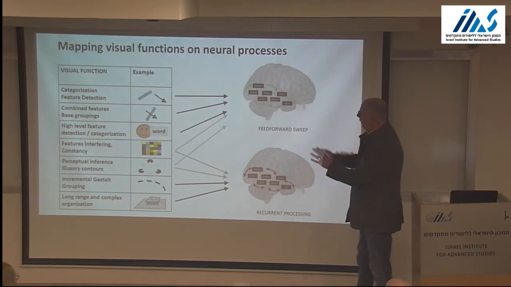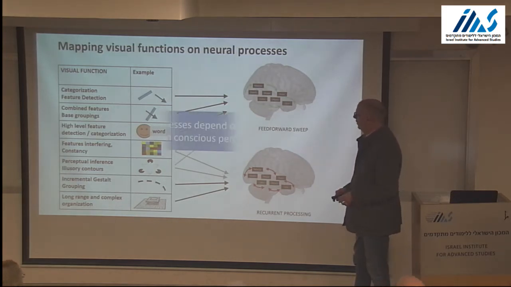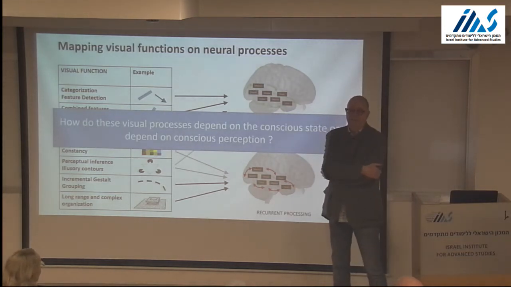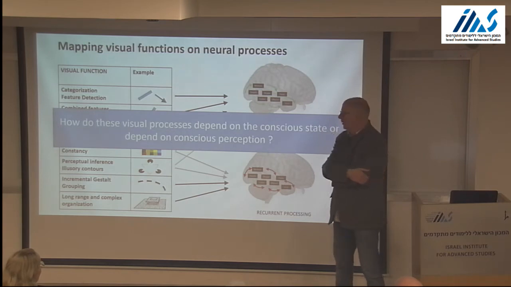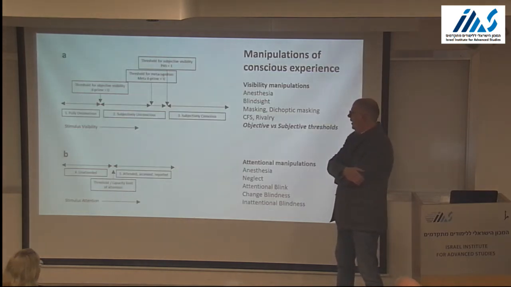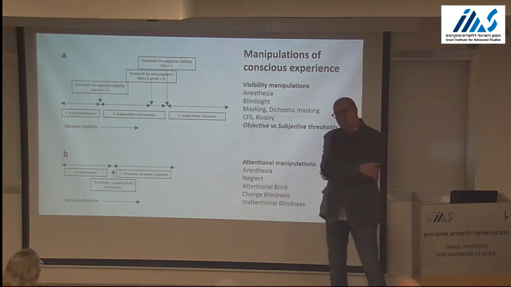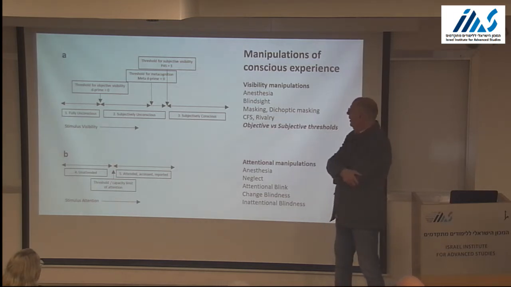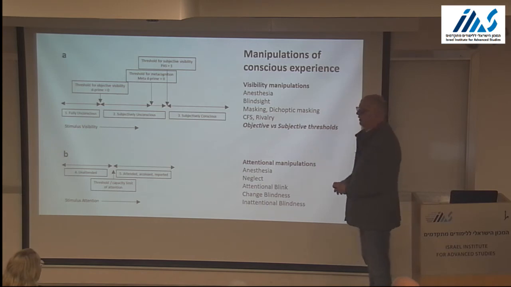All right, so we have these visual functions and their associated neural processes. Then, of course, the question is, how do these visual processes depend on conscious versus unconscious processing? That's the question. Now, as I said, there are different ways to manipulate conscious perception. I think they fall broadly into two classes.